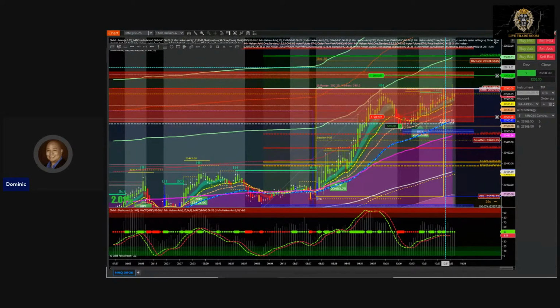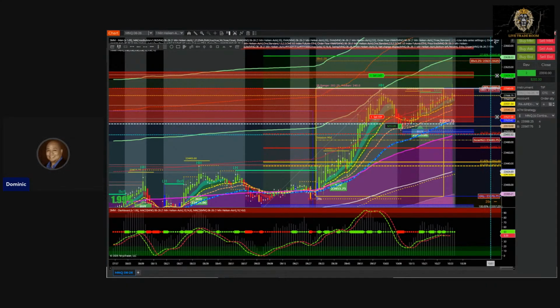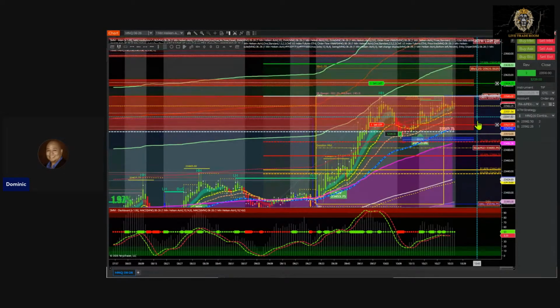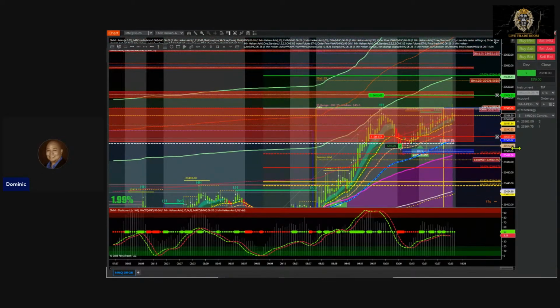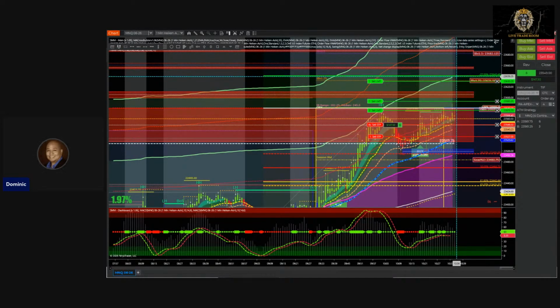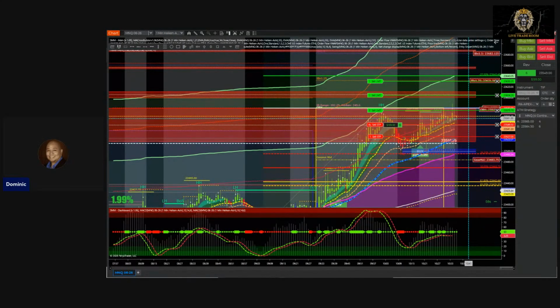The extension is 1.25 right here. So wait, where's my other? Don't tell me I canceled that one out. Oh, no. Yeah, I did. So let's put another. There we go. Here's the 1.25 extension, close to the fib extension up there. Let's put this right there. This one.